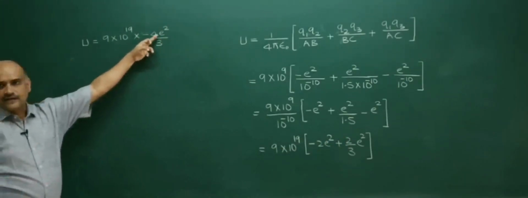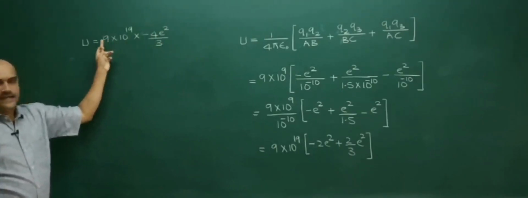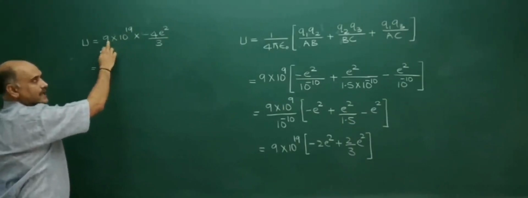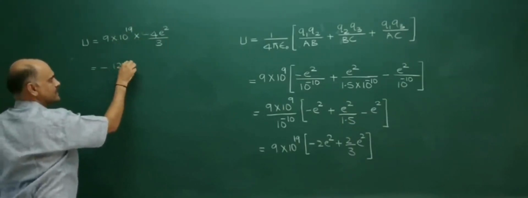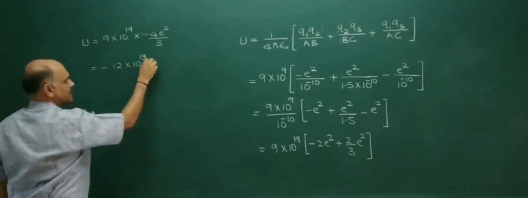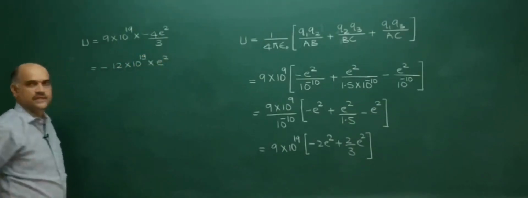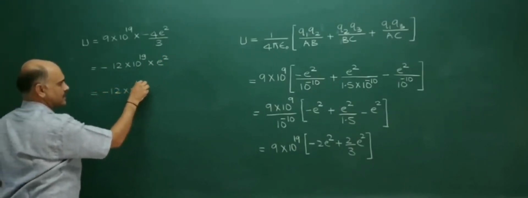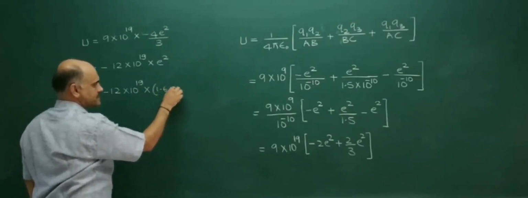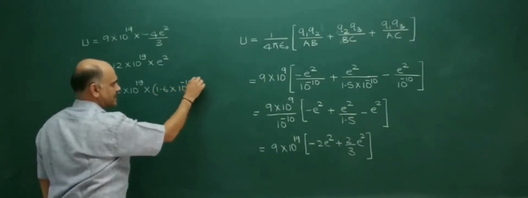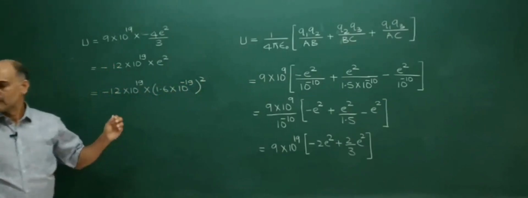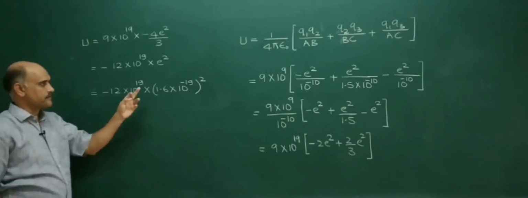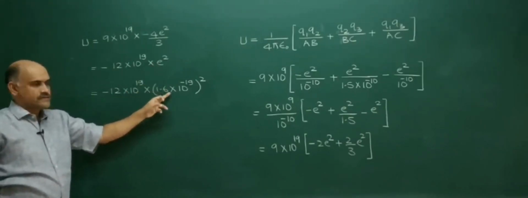Now substitute the value of e. 9 and 3 get cancelled. So I can have minus, 3 3s are 9, 3 4s are 12. Minus 12 into 10 raised to 19 into e square. So now finally minus 12 into 10 raised to 19 into bracket 1.6 into 10 raised to minus 19, bracket square. So the value of e I have substituted.